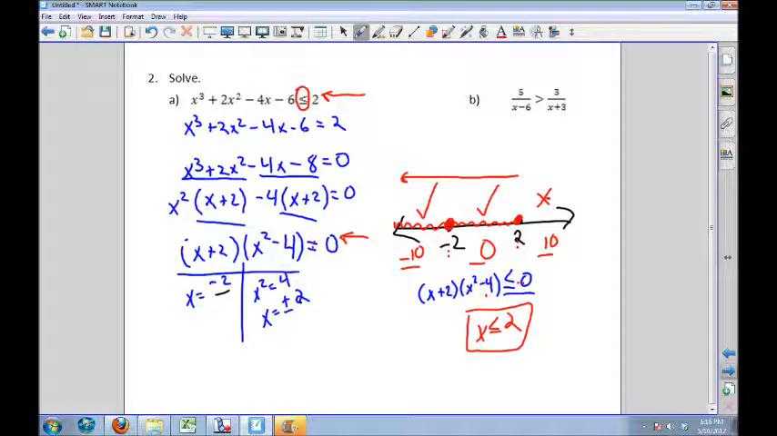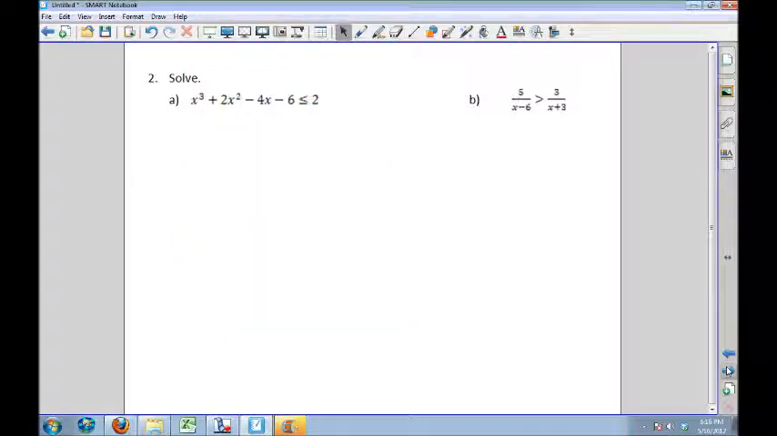Those values of x would make this equation. Okay, moving on to the second part. For b, 5 over x minus 6 is greater than 3 over x plus 3.